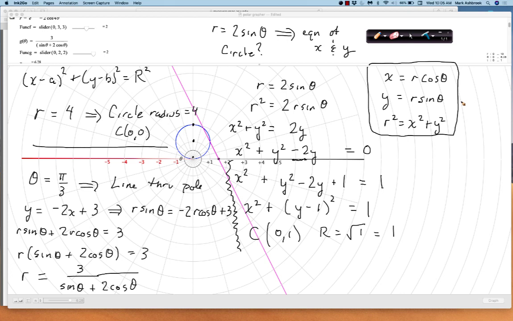Okay. Yes, please? When you're doing the center, like 0, 1, is that polar? No, this is x and y, right? So this equation is x and y, so your center is x minus 0 squared, y minus 1 squared. That's an x. So this is all xy because it came from the xy equation. Yep. Other questions?